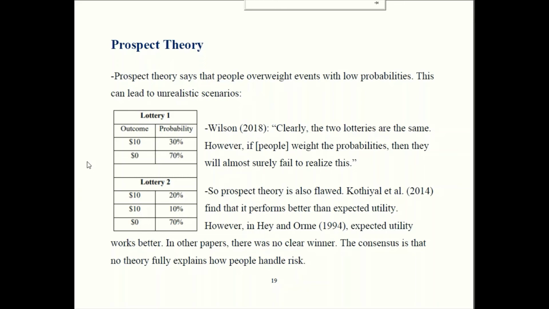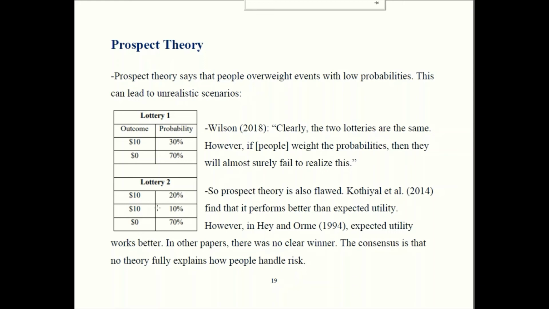So in our first lottery, you could get $10 with probability 30%. The other 70% of the time, you get nothing. In our second lottery, you get $10 with probability 20%. With probability 10%, you also get $10. With probability 70%, you get nothing. So just look at this for even a very brief moment, you'll realize that Lottery 1 and Lottery 2 are the same.